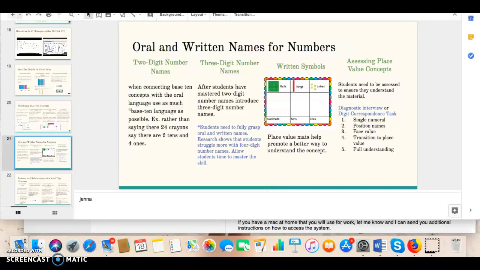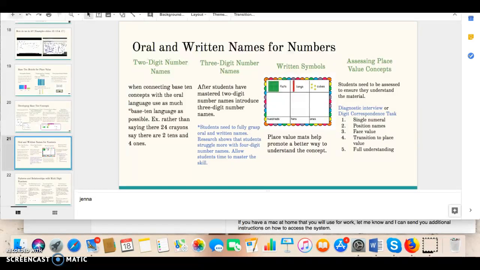Written symbols. Place value mats help promote a better way to understand the concept. Every classroom should have these, and it's easy for students just to put each of their pieces right on this mat, and they can just wipe it off and start again with each new activity.